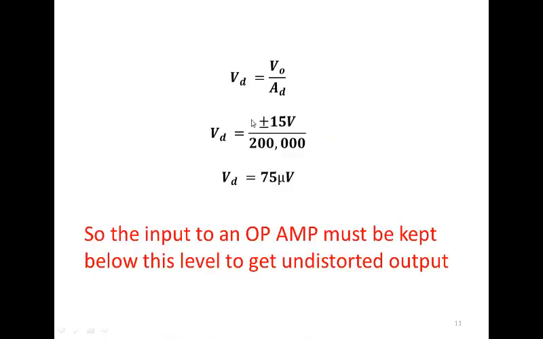For that I can compute the input voltage level from this equation. Vout is equal to AD into VD, from which I can find VD, that would be equal to Vout over AD, where Vout should be less than or equal to plus minus 15 volts, and AD is the differential gain, which is 200,000. So from this equation I can compute the value of VD as plus minus 75 microvolts. So if VD is less than or equal to 75 microvolts, then with this gain output would be less than or equal to plus minus 15 volts. So the input to an op-amp must be kept below this level to get undistorted output.